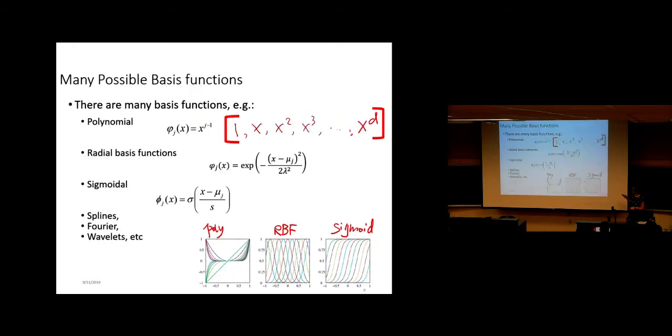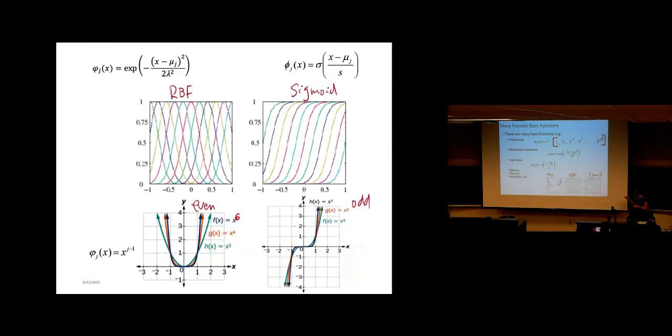And another very popular kernel basis function is called RBF. It's actually this. The RBF, I'm going to explain it. So each RBF kernel is a bell shape.